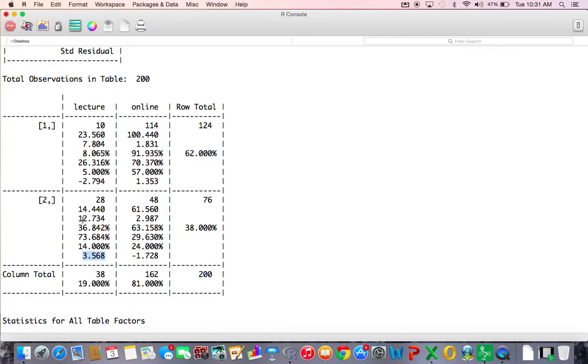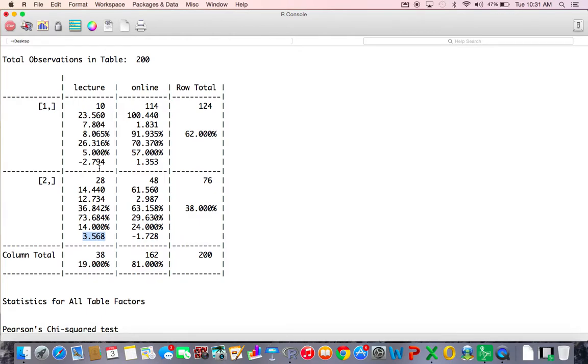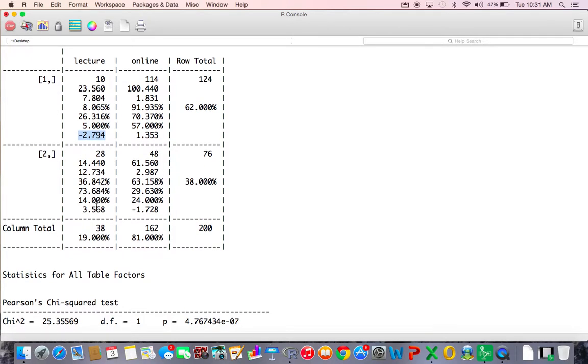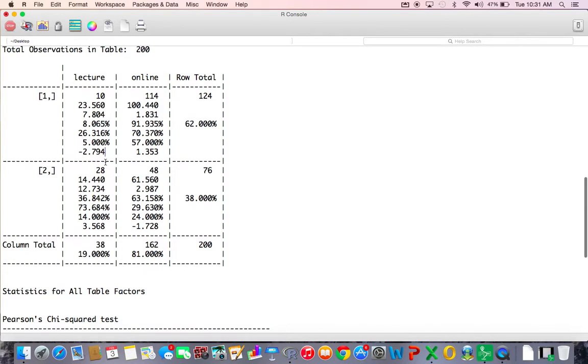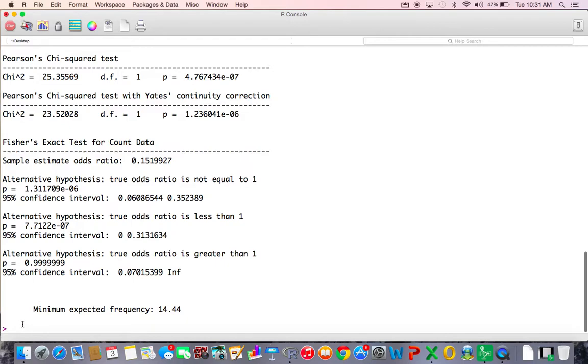Now, the success rate is fine if you were an education researcher, but the high percentage that didn't succeed is, well, no, wait a minute. This says under lecture that the observed cell count is less than. So actually, from an education researcher perspective, that's welcoming news. Odds ratio, you can see that our odds ratio is 0.15, and we have statistical significance.